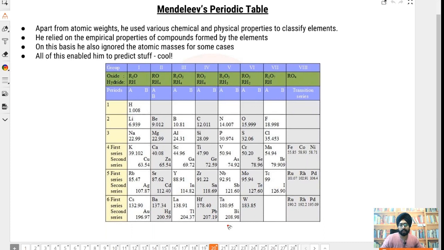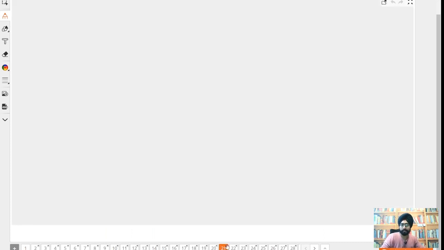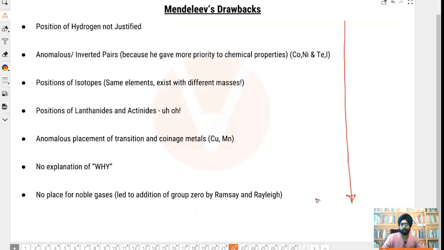Then Mendeleev's periodic table, it helped him predict stuff, which was cool. He predicted eka-aluminium, that is gallium, and eka-silicon, that is germanium. We also discussed why this happened, and there were a lot of drawbacks to Mendeleev's periodic table as well. Yeah, position of hydrogen not justified, position of lanthanides and actinides, and so on and so forth.